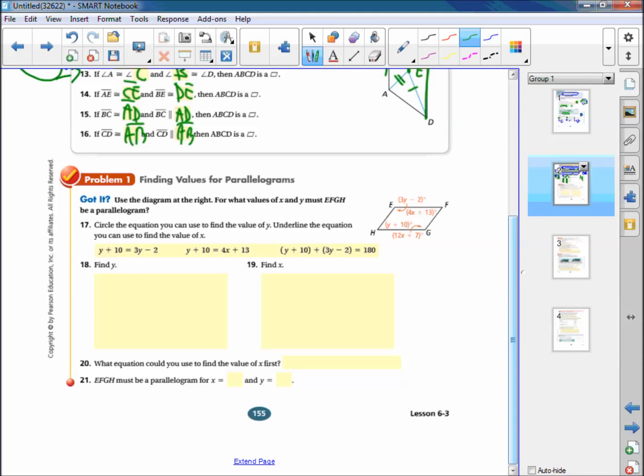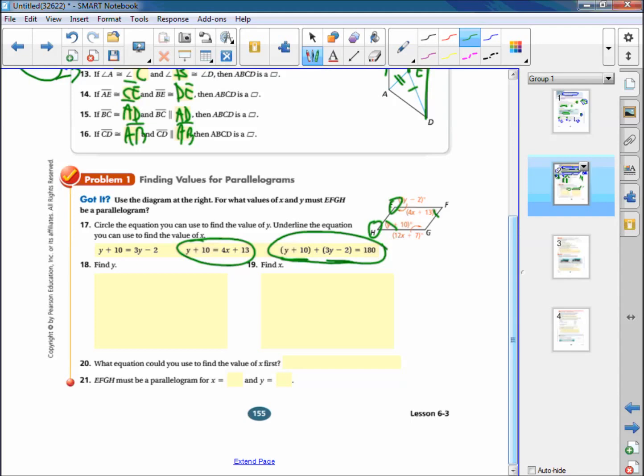All right, so let's see. Maybe not though. So I know that E and H should be supplementary, and those only include y. Okay, so here we go. We have y plus 10 plus 3y minus 2 equals 180. And that's really nice. I also know that, let's see, which equation will we use here also? y plus 10 equals 4x plus 13. That should be true. Opposite angles are going to be the same. We can use that to get x once we've already solved y.